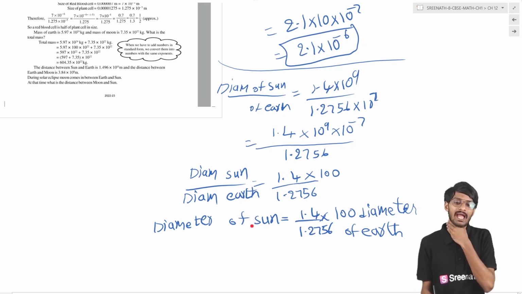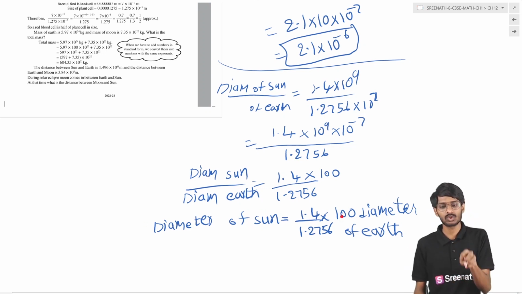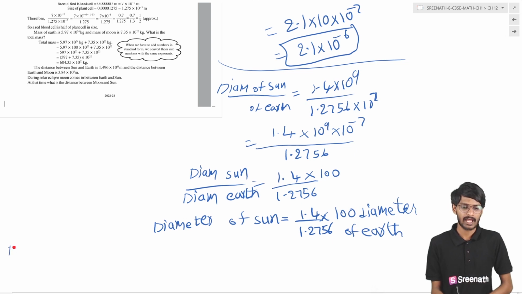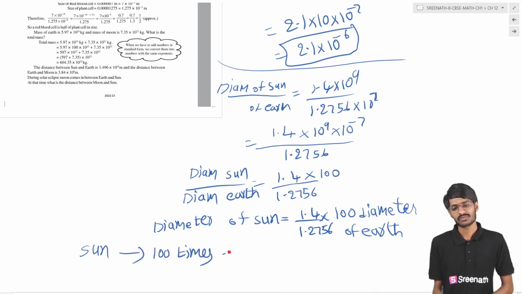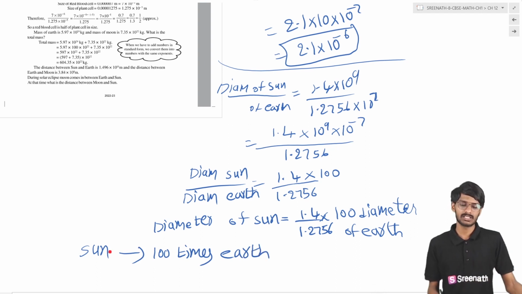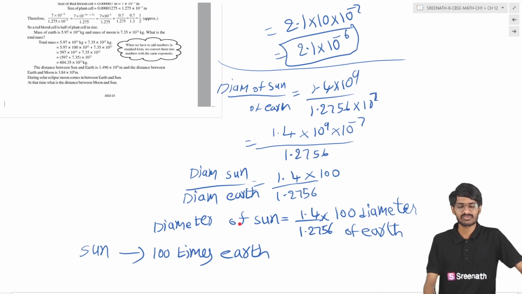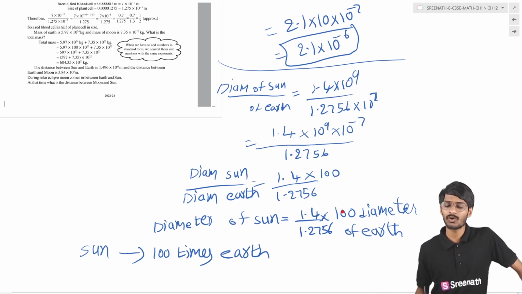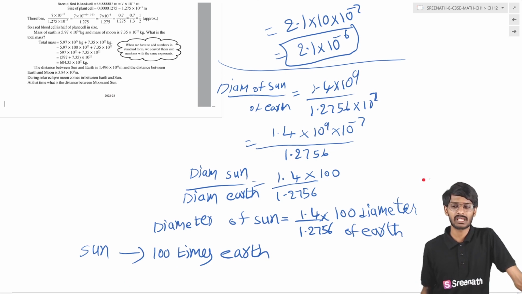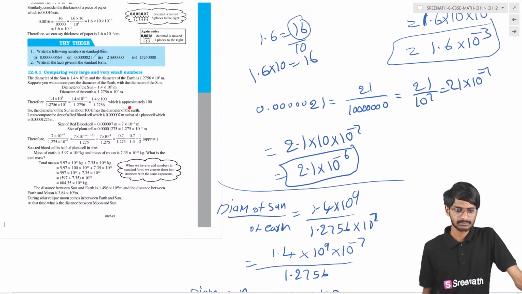neglect it. So diameter of sun is how much? That is equal to 100 into diameter of earth. So diameter of sun is equal to 100 into diameter of earth, which means diameter of sun is 100 times diameter of earth. I am neglecting the word diameter. Diameter of sun is 100 times diameter of earth. Why? Because if you want the diameter of sun, that is 100 into diameter of earth, like that, students. So in this way you can compare the two numbers.